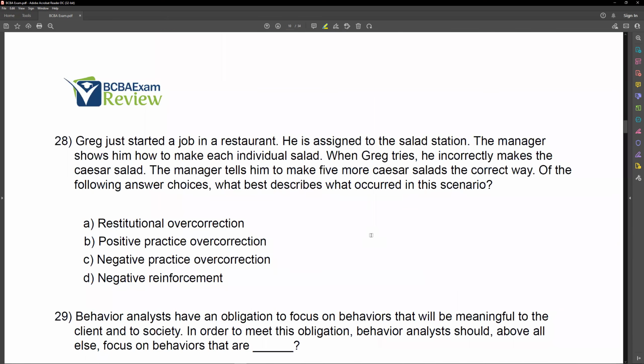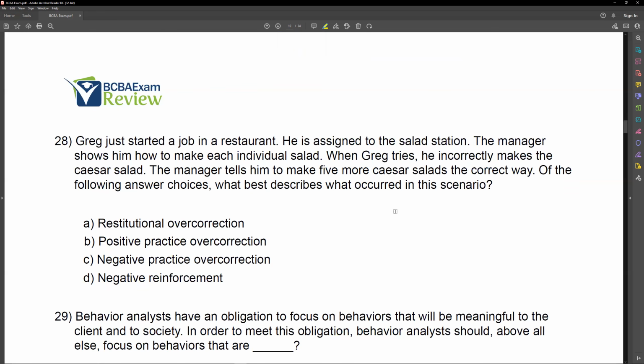28. Greg just started a job in a restaurant. He's assigned to the salad station. The manager shows him how to make each individual salad. When Greg tries, he incorrectly makes the Caesar salad. The manager tells him to make 5 more Caesar salads the correct way. Of the following answer choices, what best describes what occurred in the scenario? Okay, so this line, the manager tells him to make 5 more Caesar salads the correct way, should have been alarm bells. Okay, and you should automatically start thinking of what? Some sort of overcorrection procedure, right?